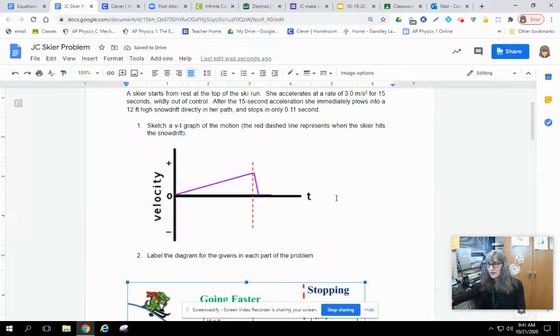So now let's take a look at our graph. We're speeding up. We start at 0. We go to 45 meters per second. So that's the snowdrift right there. She starts at 45 and goes to 0. So two different ways of looking at the same thing.